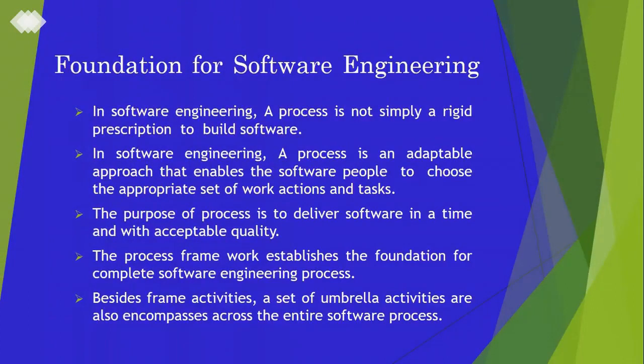In software engineering, a process is not simply a rigid prescription to build software. It is an adaptable approach that enables the software people to choose the appropriate set of work actions and tasks. The purpose of the process is to deliver software in time with acceptable quality. The process framework establishes the foundation for the complete software engineering process. Besides framework activities, a set of umbrella activities also encompasses the entire software process.